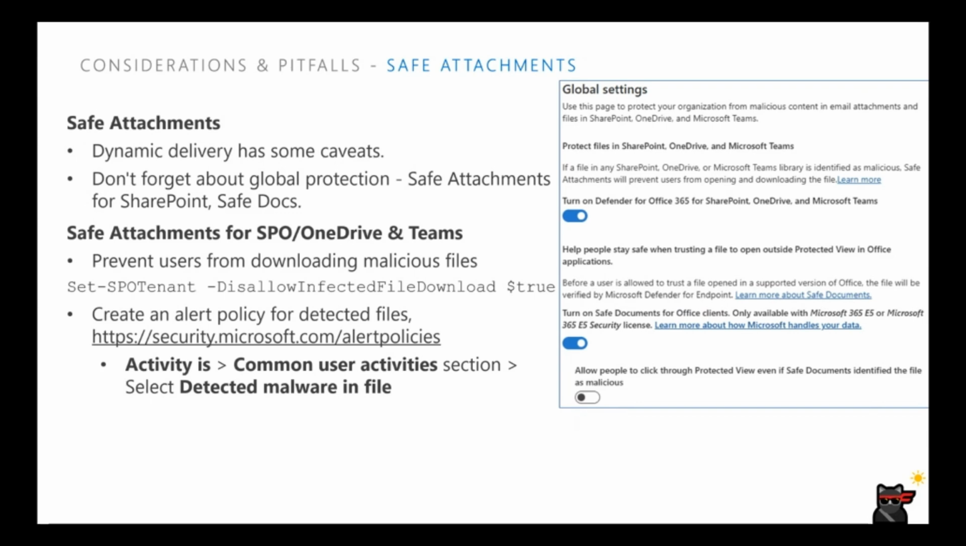We can also create an alert policy if we or Microsoft detect those files, through the alert policies section in the Defender portal. The activity will be under common user activities, and you select detect malware in file. Then you can get the email notification when that happens. I do recommend looking into all of the alert policies, because I believe their default email will go to the tenant admins, so check that and configure it correctly.